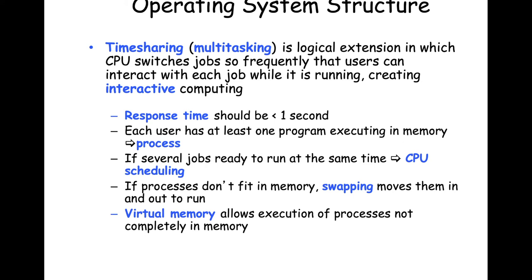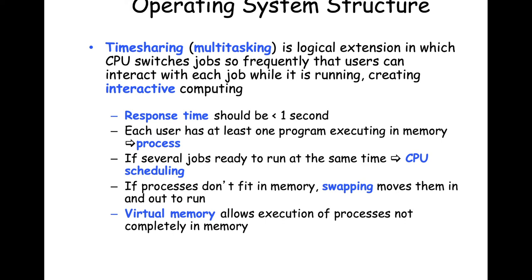A program in execution is called a process. A process is different from a program. A program is the code listing all the instructions that you want your computation to do. But the process is the active representation of a program. So each user has one program executing in memory, a so-called process. And if several jobs or tasks were ready to run at the same time, the CPU would do scheduling. It would switch from one process to the next and the next and the next. And if all of the processes couldn't fit in memory, the running programs, it would swap them in and out of memory to a special location on disk.